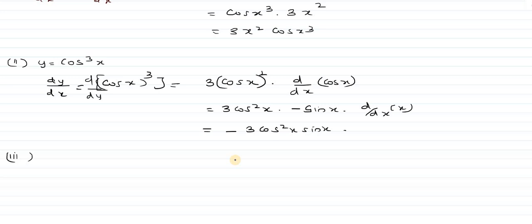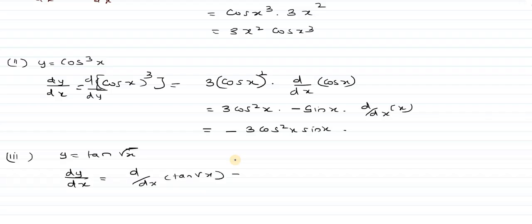Next, y equal to tan of root x. Here the angle has this root. The tan function is not raised to a power, so there is no power. So when I differentiate, first we will differentiate the power. Since the power is 1, you will get 1 only. So if you differentiate tan, what will you get?